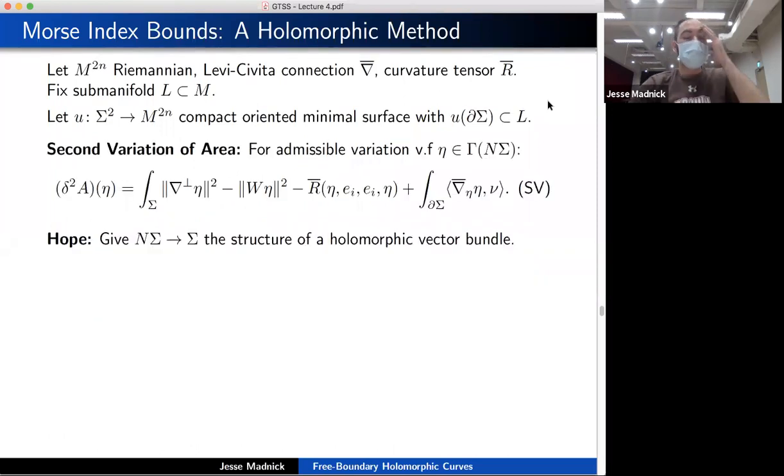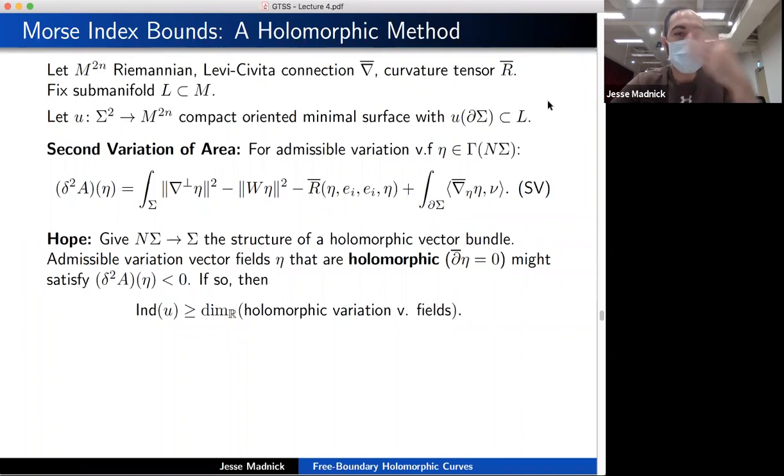So how would you compute the Morse index? No one knows, it's really hard. So how would you estimate the Morse index? That's hard too, but here's one general strategy that you might hope for. This is a complex geometric or holomorphic method. Let's somehow regard the normal bundle as a holomorphic vector bundle. Remember that the base sigma is a surface, and we're thinking of it as a Riemann surface, with some orientation and a metric.